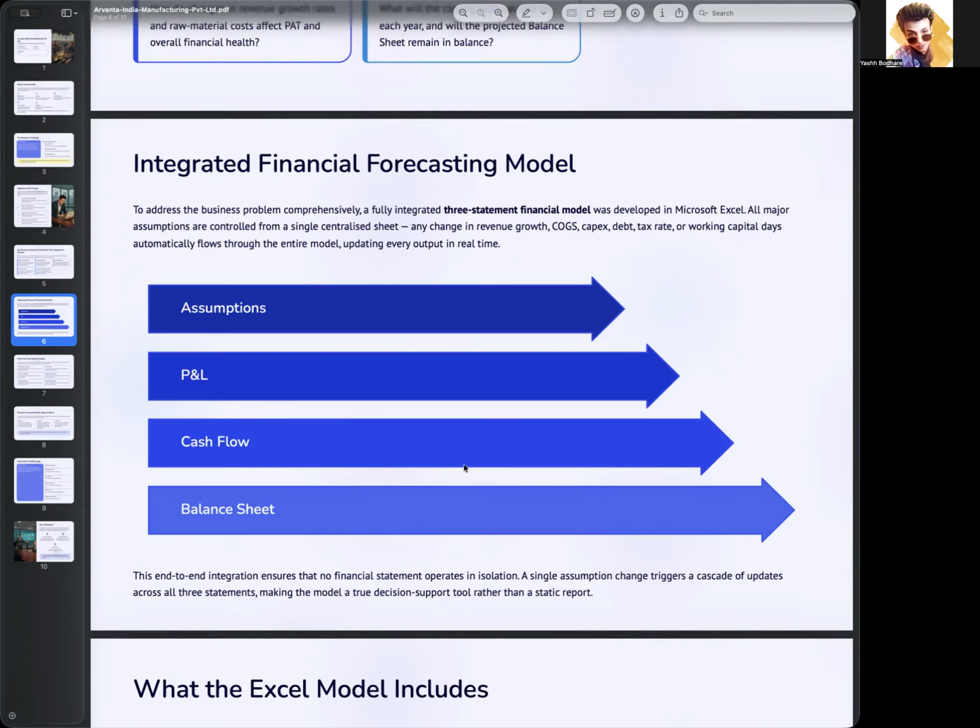The model follows a clear financial flow. It begins with the assumptions. These assumptions then drive the profit and loss statement. The profit and loss statement feeds into the cash flow statement, and the cash flow statement, along with the supporting schedules, updates the projected balance sheet. So all major assumptions are managed from one centralized section. These include revenue growth, cost of goods sold, capital expenditure, depreciation, debt repayment, tax rate, dividend payout, and working capital.